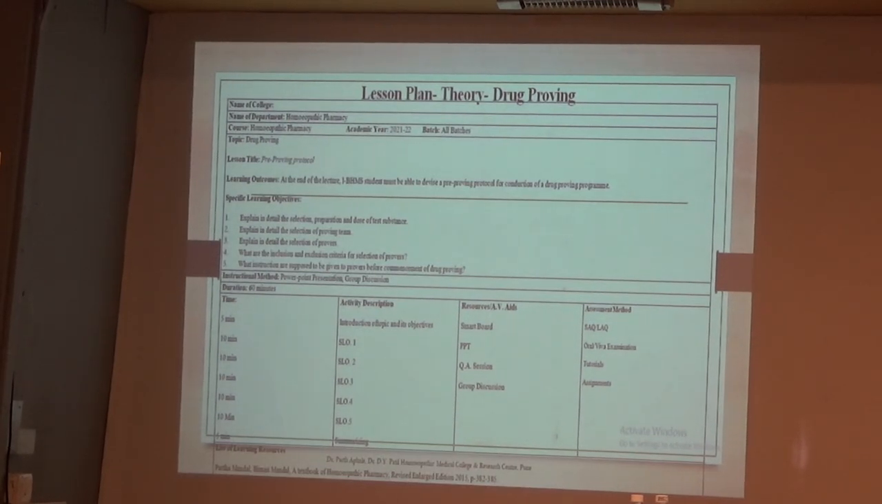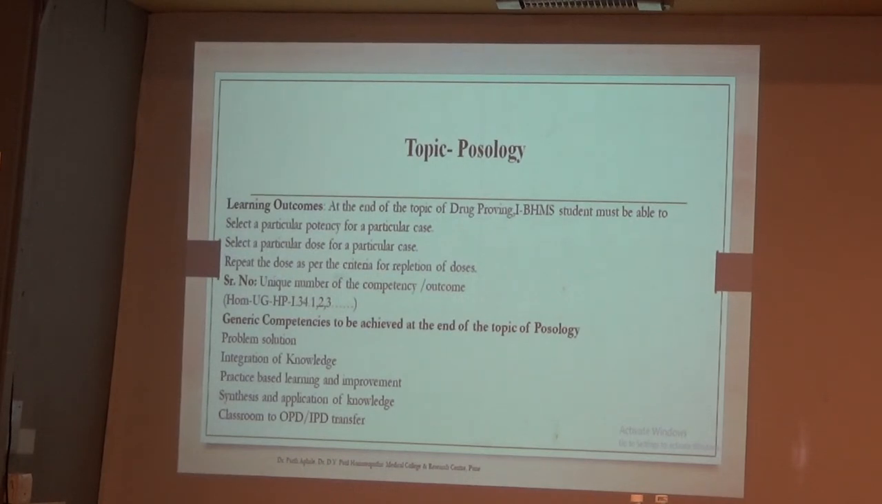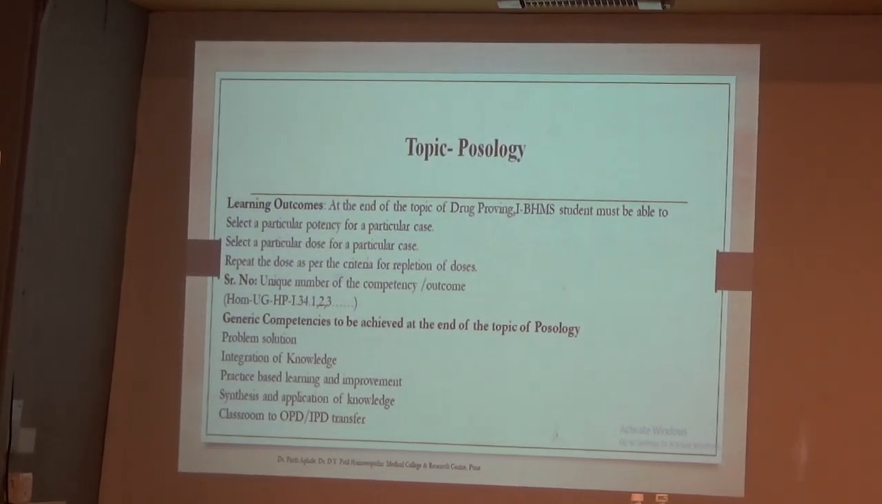This is the second lesson plan. So everybody is on the same page as of drug proving and potentization. Posology. At the end of the topic of posology, he must be able to select a particular potency for a particular case, select a particular dose for a particular case, and repeat the dose as per the criteria for repetition of doses. So that is what we expect of the students.